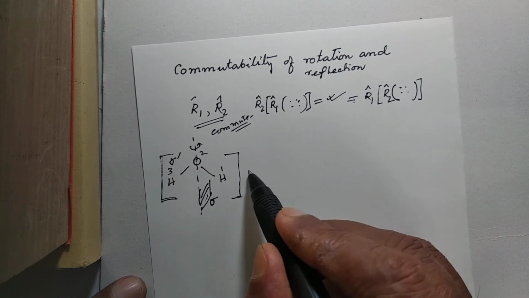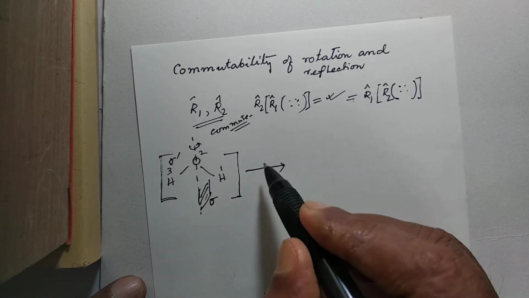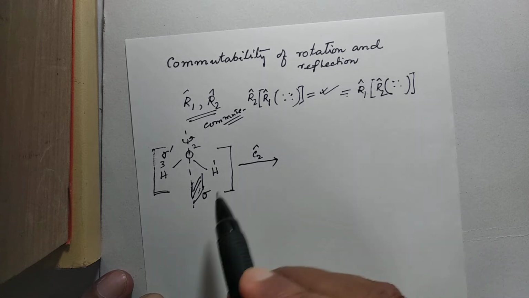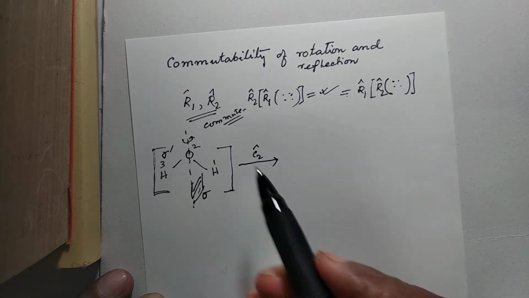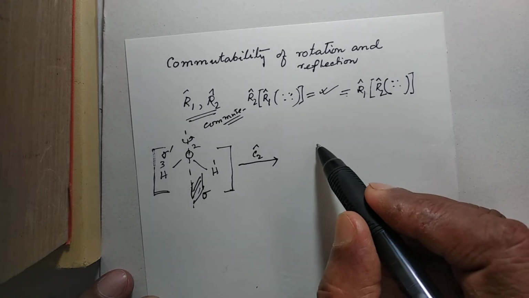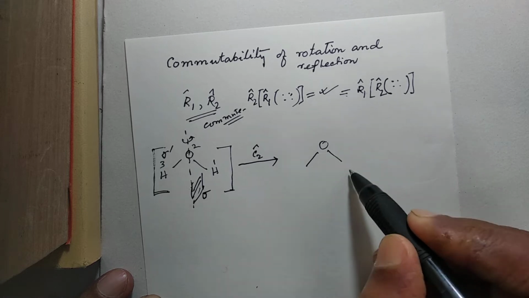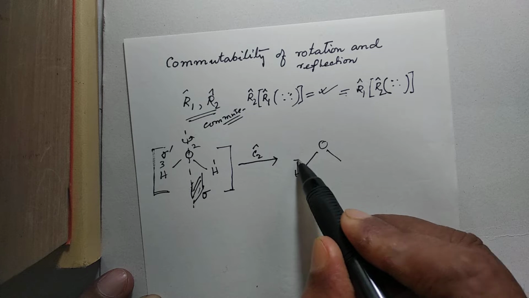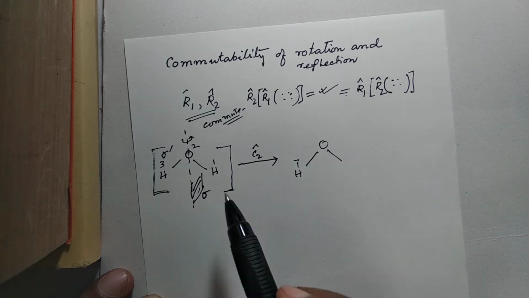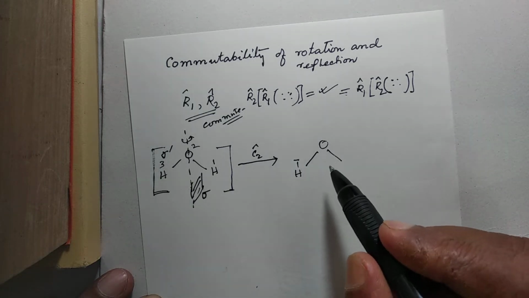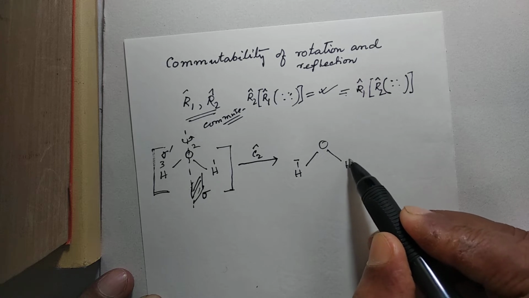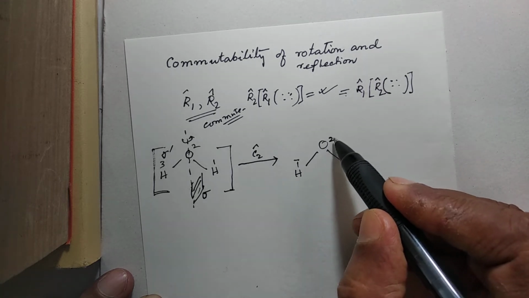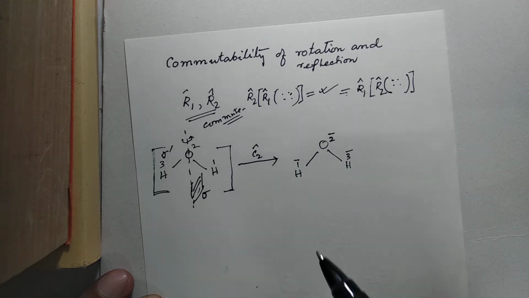Now, if we carry out a C2 operation first, we'll get a configuration like this. H1 comes here, and we need a bar notation because by rotation the front side goes to the back side. Here H becomes 3 bar, and here oxygen becomes 2 bar.